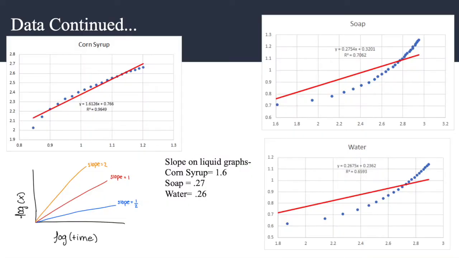We then took our data and did the same thing, graphing log x versus log t, and we got the following slopes. For corn syrup, we got 1.6. For soap, we got 0.27, and for water, we got 0.26. This shows that this activity is not strictly coherent or random motion because there are outside forces involved and it's not a perfect system, so there is going to be a degree of randomness or coherentness. However, even though our data doesn't show that this is strictly random motion, we know by the nature of the activity that this should be mostly diffusion. So from here, we can use our data to calculate the diffusion constants for each liquid.